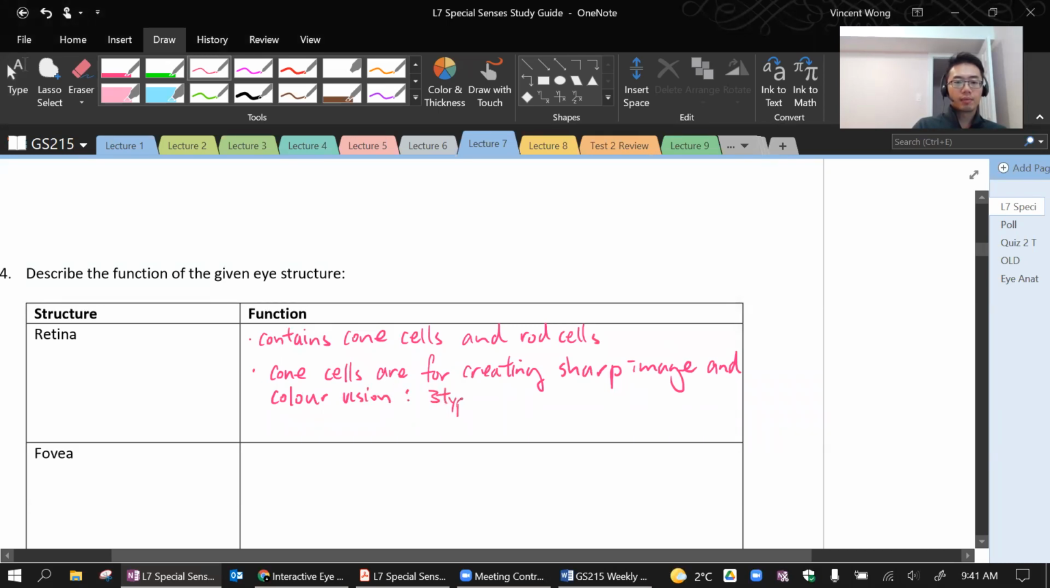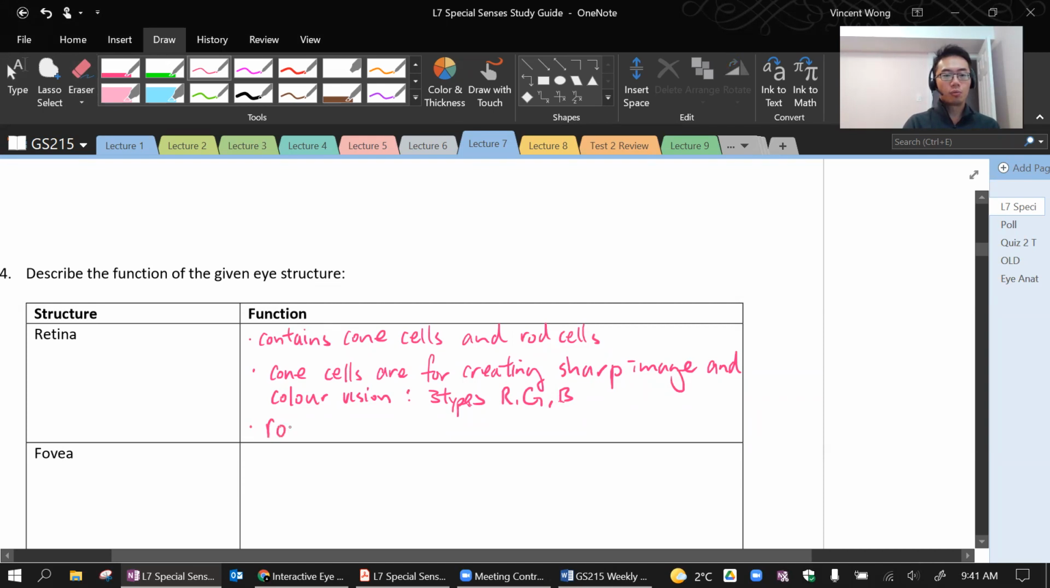Three types: red, green, blue. And if you mix different colors, you see different things, right? There's a color wheel in the lecture notes that will show you what color you will see when you mix different things. So for example, if red light and green light enter your eyes at the same time, we will see yellow. If red and blue enter your eye at the same time, you will see magenta, a purplish pinkish color.